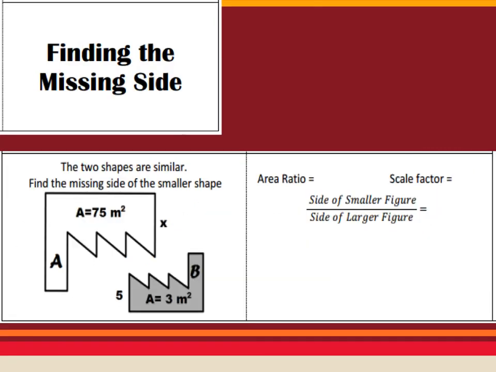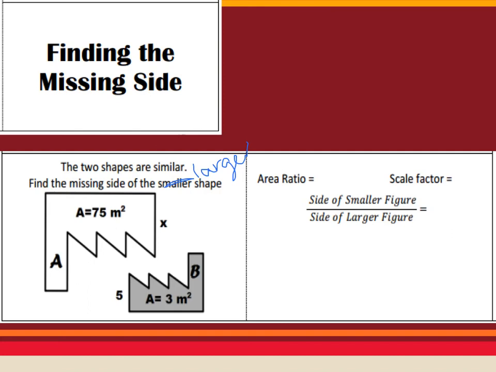And on the very last one, if we want to find the missing side for a figure, these two shapes are similar. We want to find the missing side. This should say of the larger shape. We know the missing side of the smaller one. So we have a polygon that has an area of 75 square meters. That's polygon A. Polygon B has an area of 3 square meters.